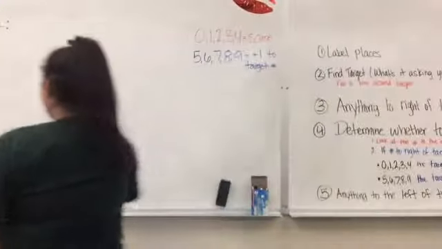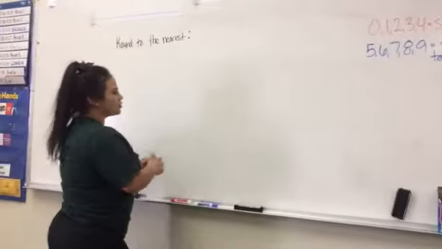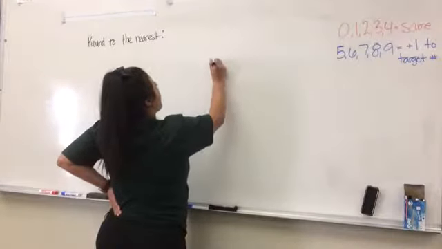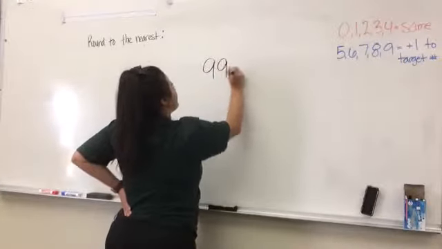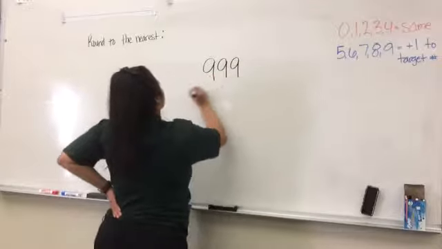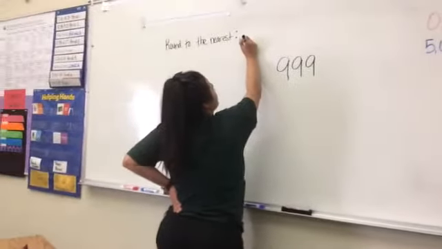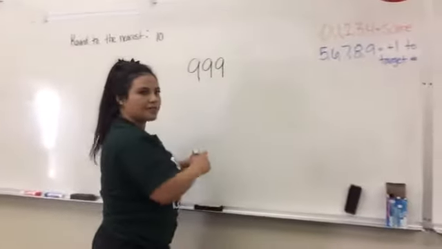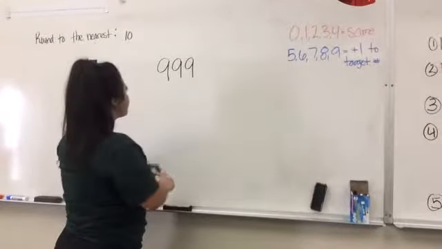All right, so now we're going to talk about what to do with an exception. Let's say that I have the number 999 and I want it rounded to the nearest 10. What's my first step?